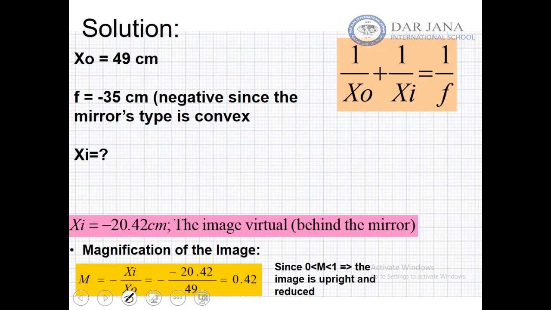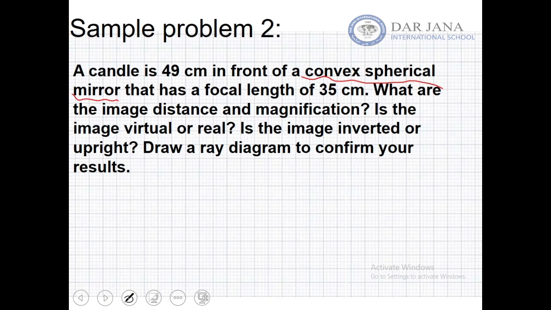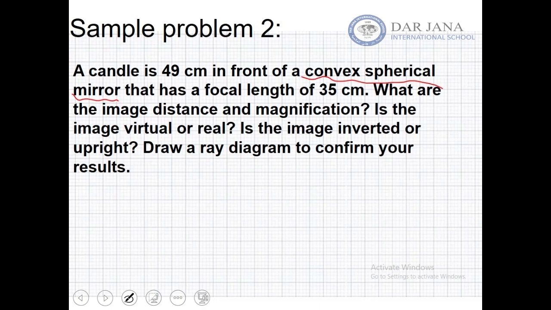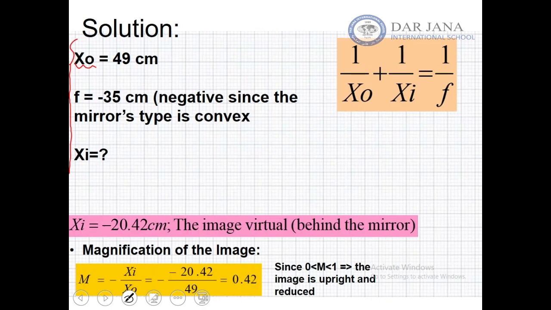Solution. As usual, the given. A candle is 49 centimeters in front of the mirror. It means we are talking about XO, the distance between the object and the mirror. Now, F is negative 35 centimeters instead of positive 35. Be careful, since it's a convex mirror, the type of the mirror is convex, so F will be negative 35 centimeters. Xi is unknown. We need to find Xi.